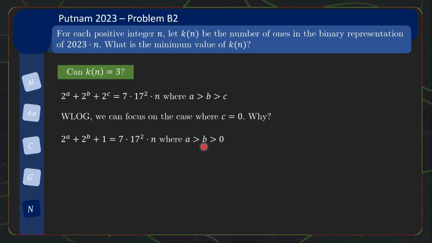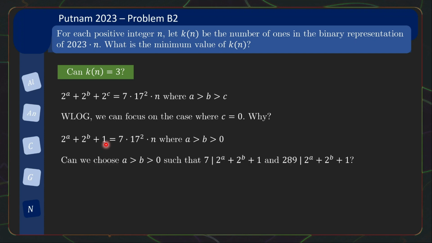Okay, so as we have reasoned before, we need to make sure that this sum over here is divisible by 7 and is divisible by 17 squared, and then we'll be done. It will definitely be divisible by 2023. So the question is, can we choose a bigger than b bigger than 0 such that 7 divides this and 289 divides this? So let's start with 7.